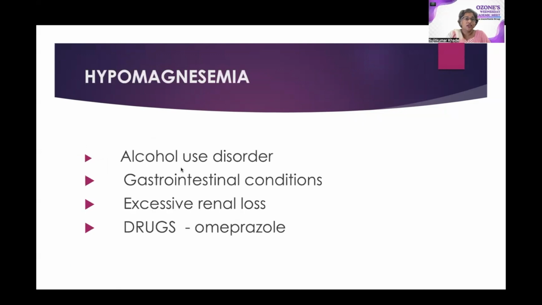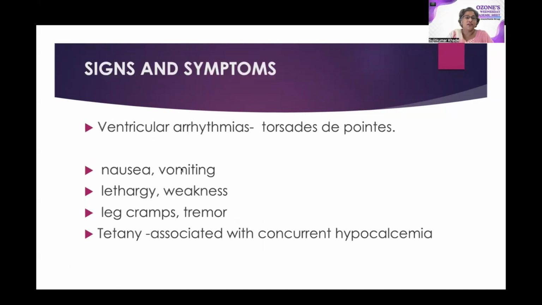Gastrointestinal conditions can cause hypomagnesemia, as can excessive renal loss of magnesium and drugs like omeprazole. Signs and symptoms: ventricular arrhythmias, torsade, we all know that, nausea, vomiting, lethargy, weakness, tremors, and in association with concurrent hypocalcemia, there can be tetany. In the presence of hypocalcemia, tetany can occur during the administration of magnesium sulfate if the calcium is not supplemented, as ionized calcium levels can drop acutely from complexing of calcium and sulfate, and increase the urinary excretion.